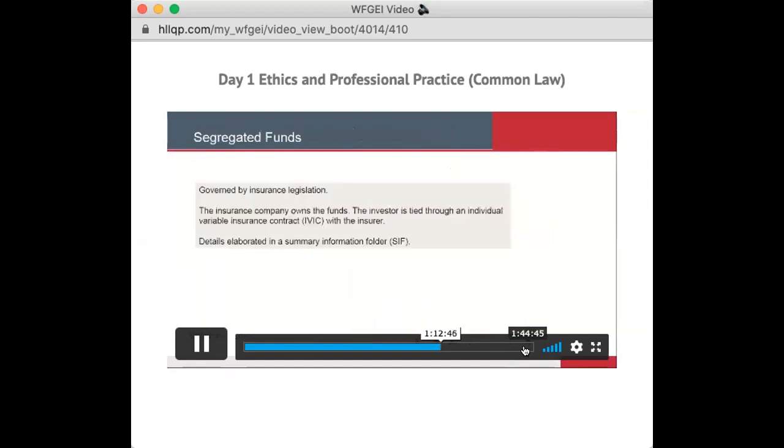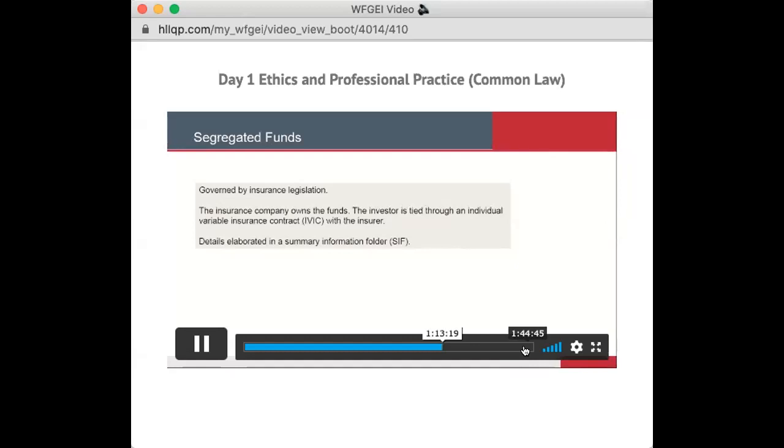Okay. Segregated funds, as you know, are the insurance company's mutual funds, and they are governed by the insurance legislation. Segregated funds are not governed by the Securities Commission. Mutual funds are governed by the Securities Commission. That's why in mutual funds you always give a prospectus. In segregated funds, because they're governed by the insurance legislation, you don't give out a prospectus. You give out an information folder and a fund facts.